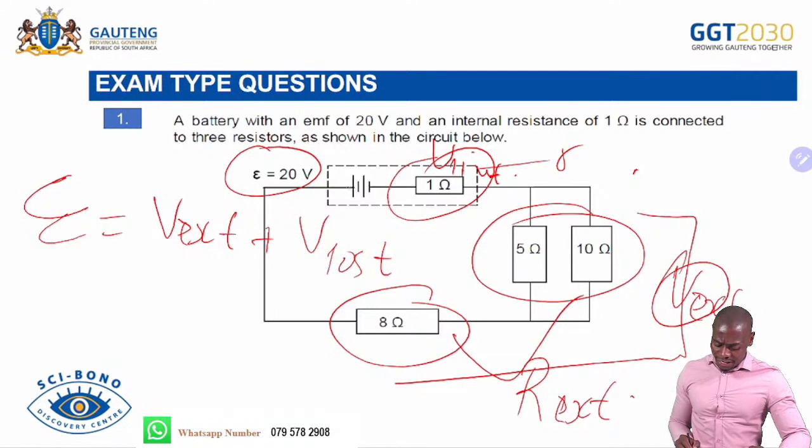So let's trace current. So when we trace current, we are moving from the positive terminal to the negative terminal. So current is moving as one until that 8 ohm resistor. So the 8 ohm resistor, learners, is connected in series. So let's trace current. Then you can see at this point there was a split.